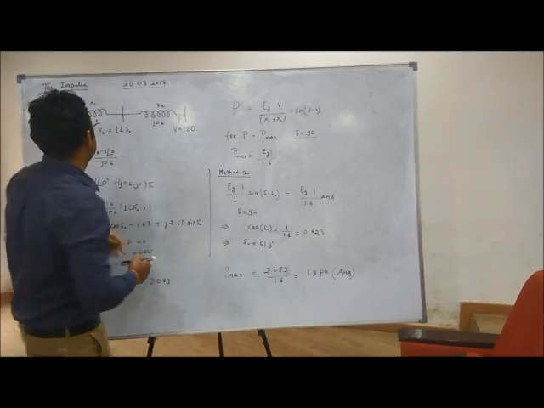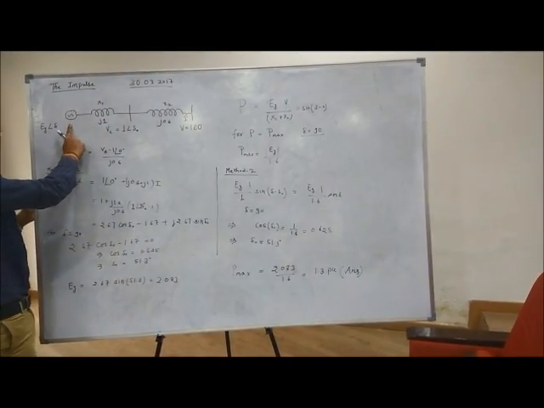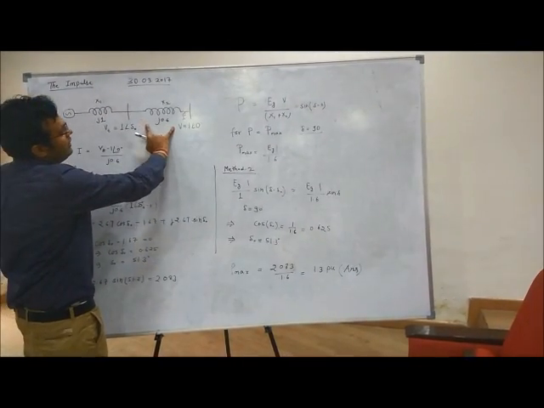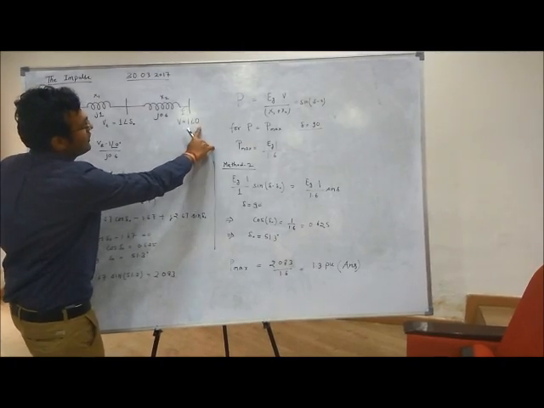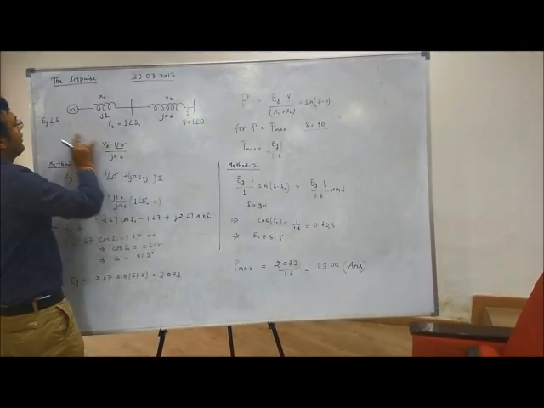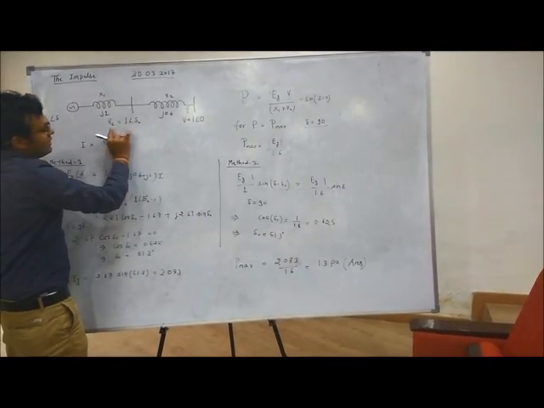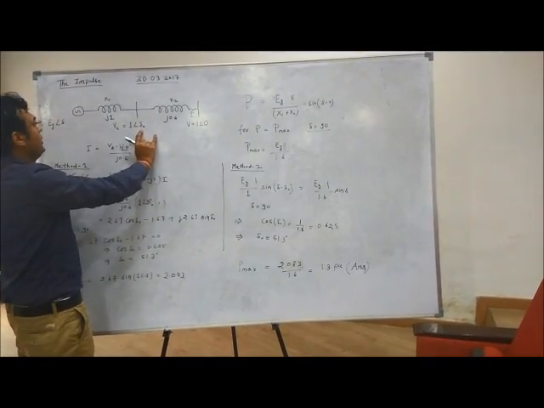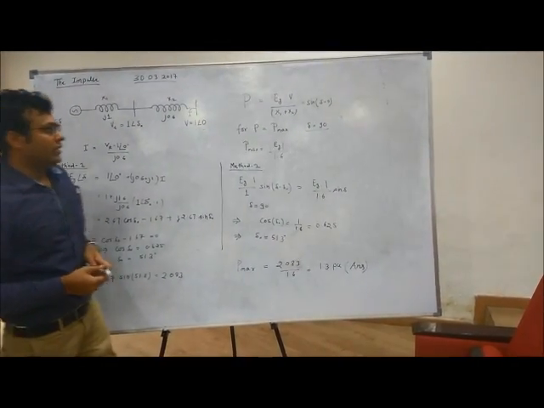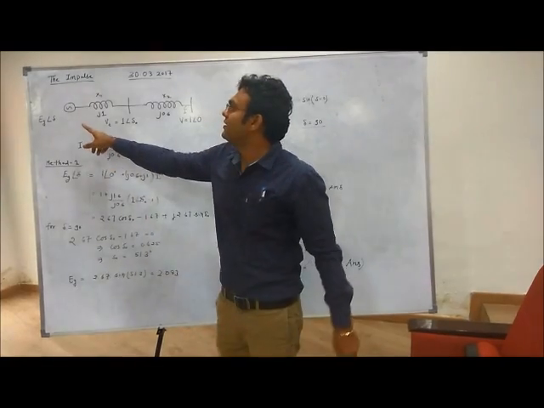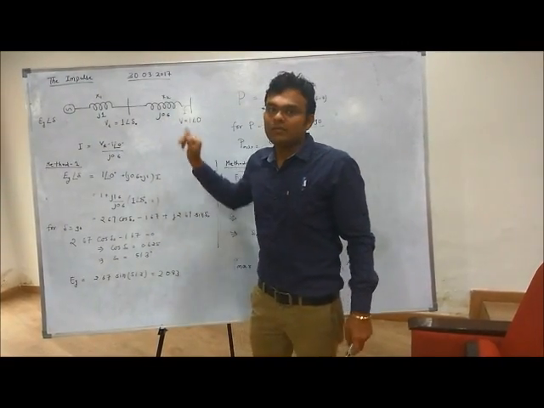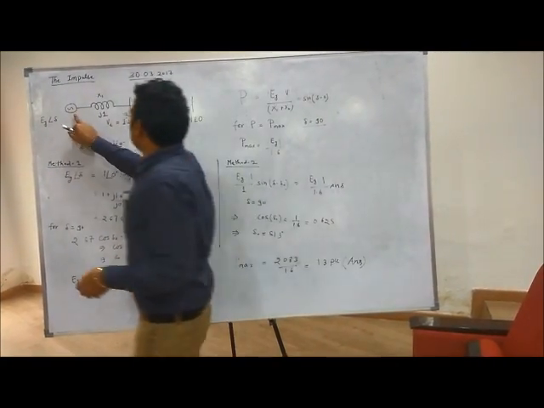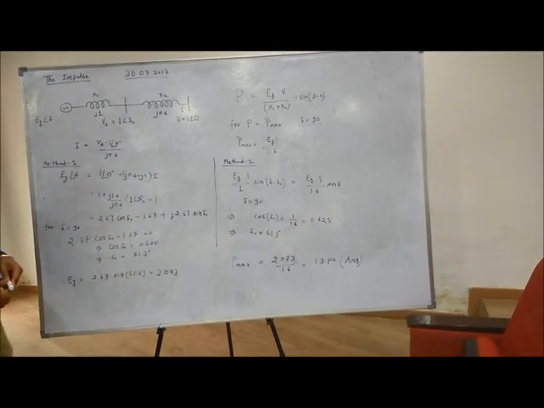I am reading the question. This is a generator which is connected to a line, and the terminal voltage across this generator is given as 1 per unit. Now we need to find out, in the steady state condition, what will be the maximum power that flows from the generator to this particular end.